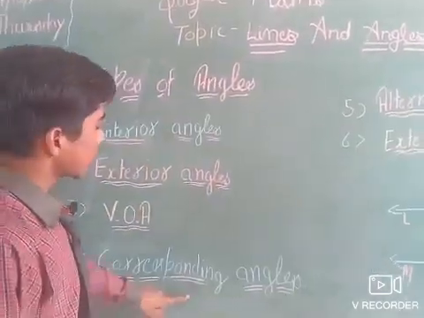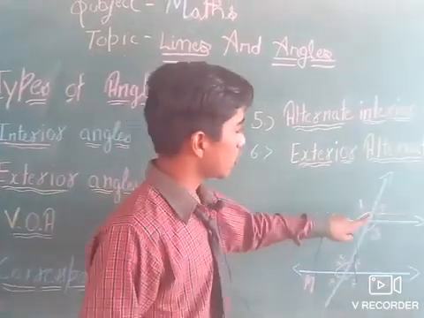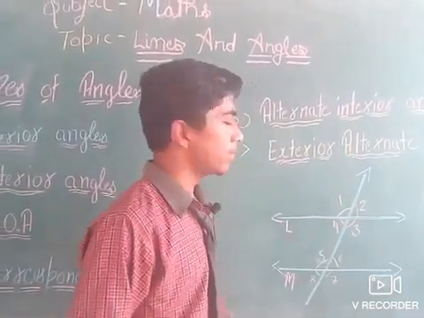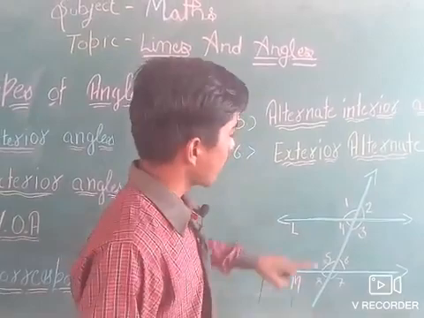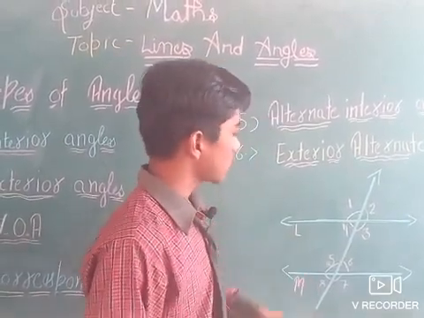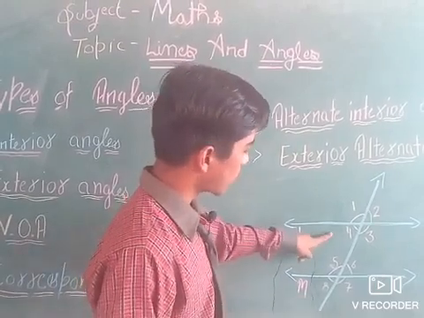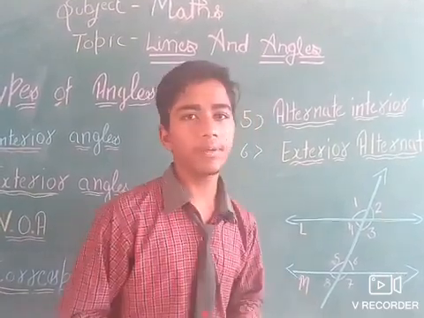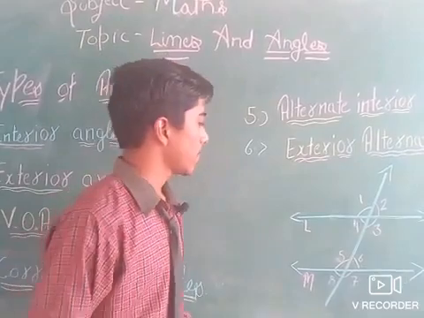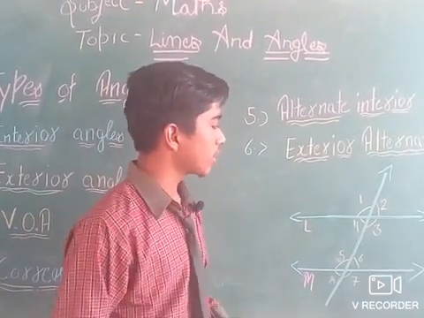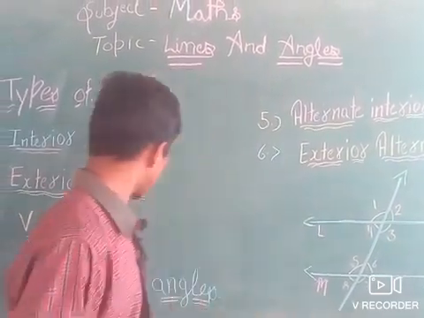Now, corresponding angles. Angle 2 and angle 6 make a pair of corresponding angles. Angle 1 and angle 5 also make a pair of corresponding angles. Now, angle 4 and angle 8 make a pair of corresponding angles. Angle 3 and angle 7 are a pair of corresponding angles.